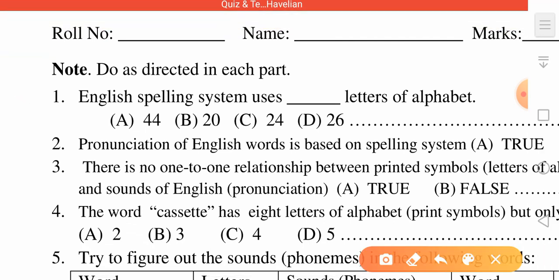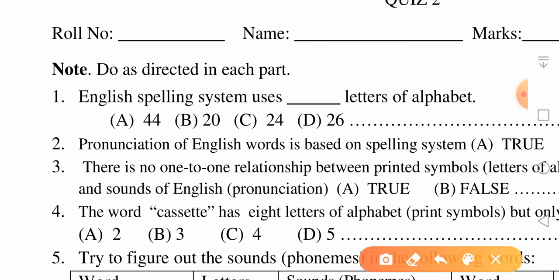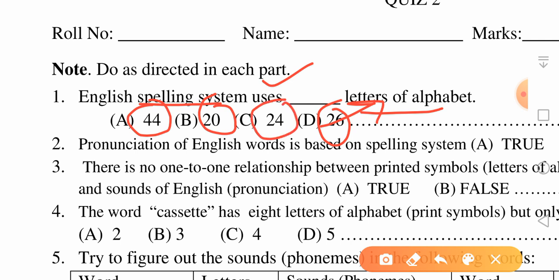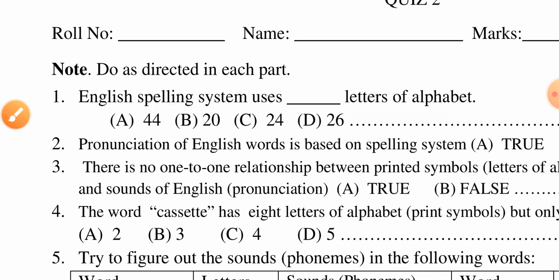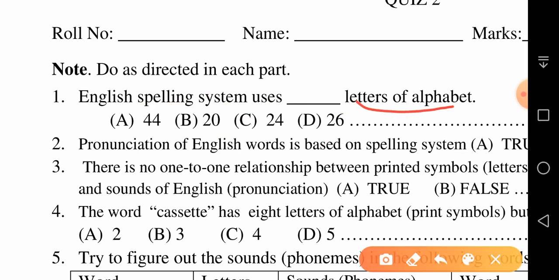Here there is a question: English spelling system uses how many letters of the alphabet? Let me explain that the English spelling system uses 26 letters of the alphabet. The options are given as 44, 20, 24. Actually, 44 are phonemes or sounds, 20 are vowel sounds, and 24 are consonant sounds. When we talk about letters of the alphabet, it means printed symbols, and they are 26.